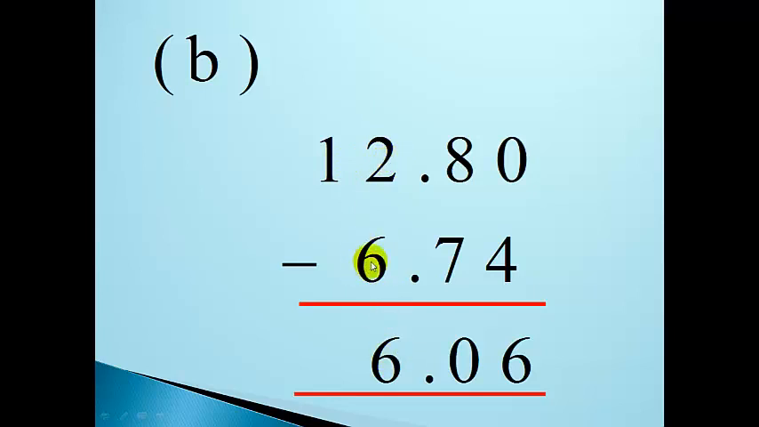Or when you subtract 6 from 2, because 6 is greater than 2, you borrow 1 from here, add it to 2, and that will give you 12, because the one you are borrowing is 10. So 10 plus 2 will give you 12. Still, when you subtract 6 from 12, you are getting 6. And because you borrowed the 1, there is nothing there again. That means that 12.80 minus 6.74 is equal to 6.06.